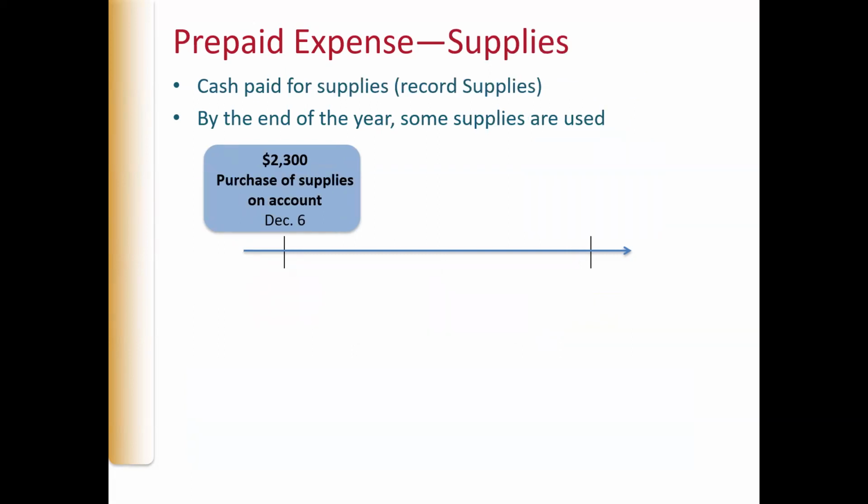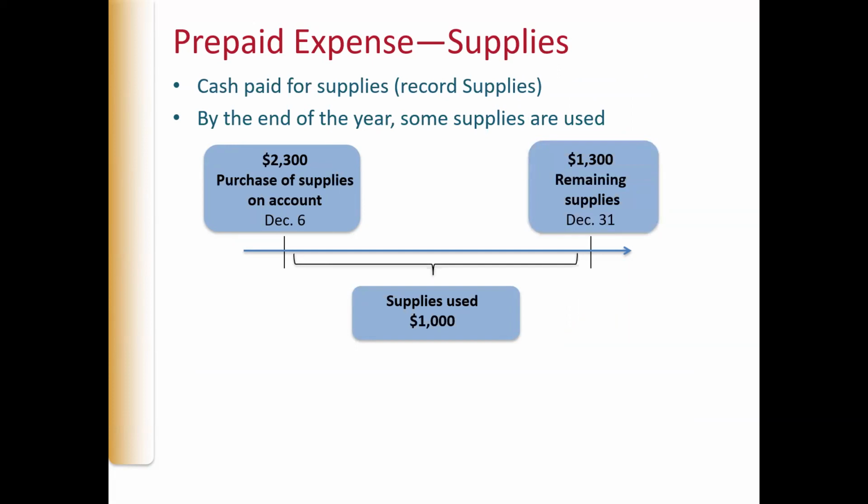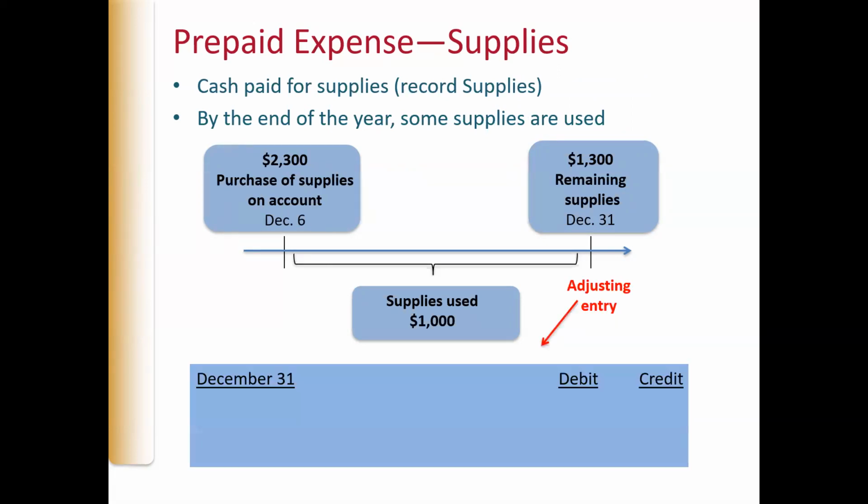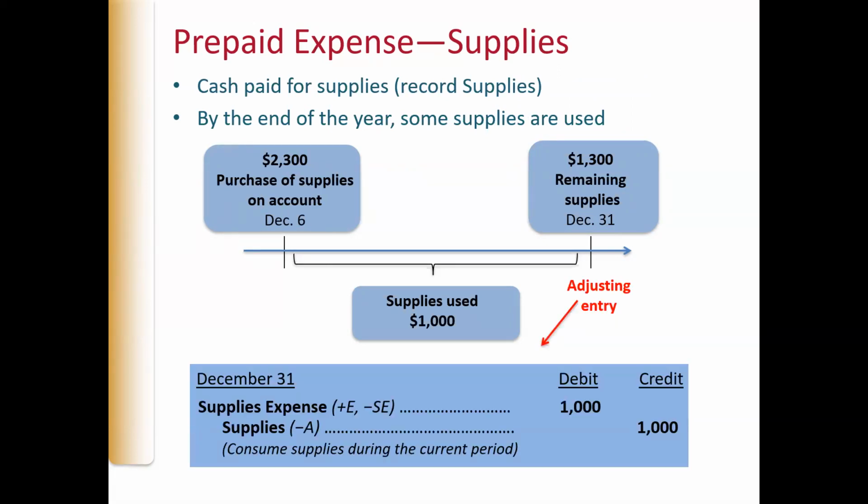What happens when we purchase $2,300 of supplies, but during the month we used up 1,000 of it? So at the end of the month, we only have $1,300 sitting in our supplies closet. Don't we need to debit an expense and credit an asset to show we've used up some of this asset?